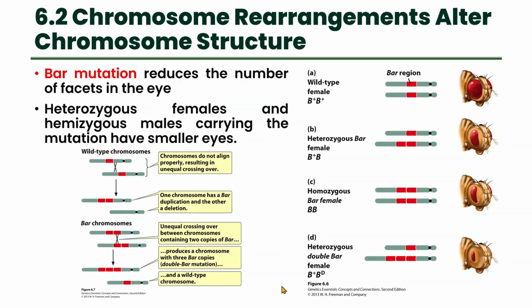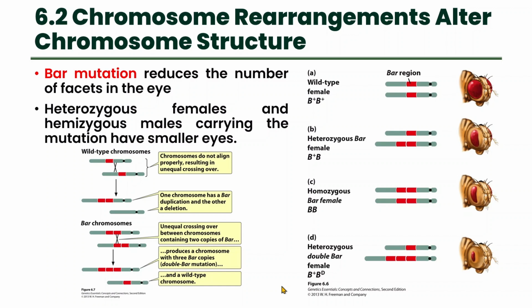To better understand how chromosome mutations affect physical traits, let's look at the classic example, the bar mutation in fruit flies. The bar mutation reduces the number of facets in the fly's compound eyes. As a result, heterozygous females and hemizygous males that carry this mutation have noticeably smaller eyes. This example, as you can see here, shows how even a small change in chromosome structure can produce visible, measurable differences in an organism.